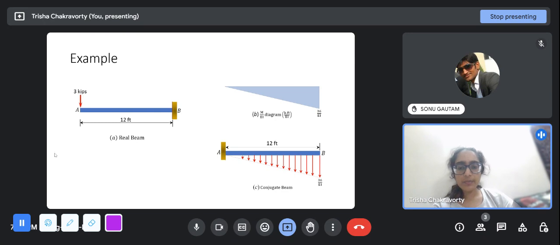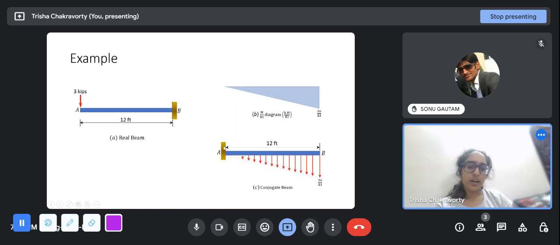Now the moment at the support is 3 kilopounds into 12 feet, that is 36. So 36, and it is negative because it is a hogging moment. We know from the sign convention, coming from the left, clockwise moment is positive, but here we are getting anti-clockwise moment. So this is the negative moment. The M by EI diagram will look like this. It will start from 0 at A and end at 36 by EI at B. Of course, these are the units that you have to keep in mind.